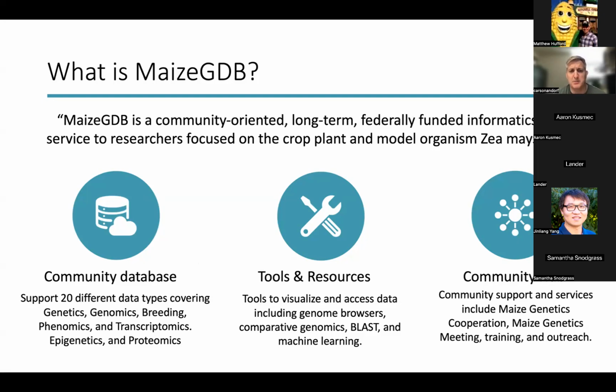On top of the community database, we build tools and resources to be able to access that data and visualize it and integrate it. We develop internal tools, but we also have third-party tools like genome browsers. We've developed some comparative genomics tools. We have BLAST, and more, and we're trying to use AI and machine learning to supplement and complement some of the resources we currently have.